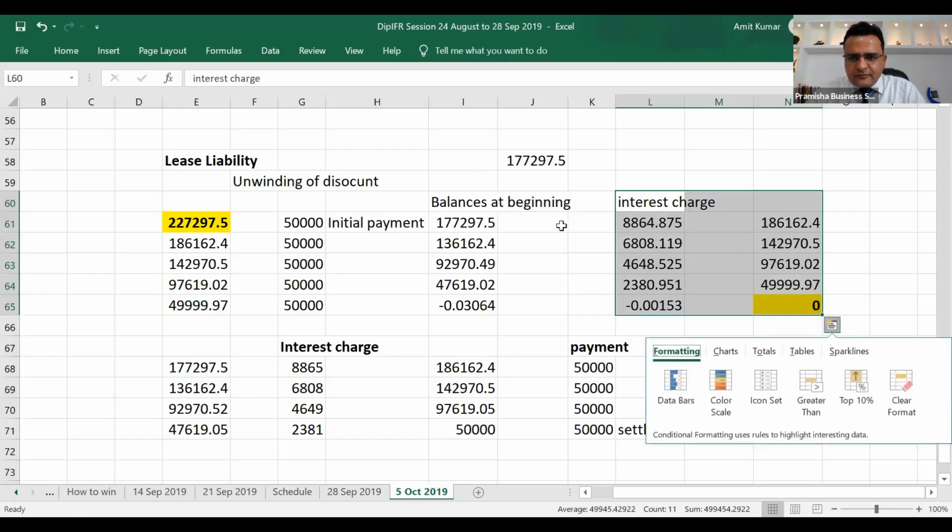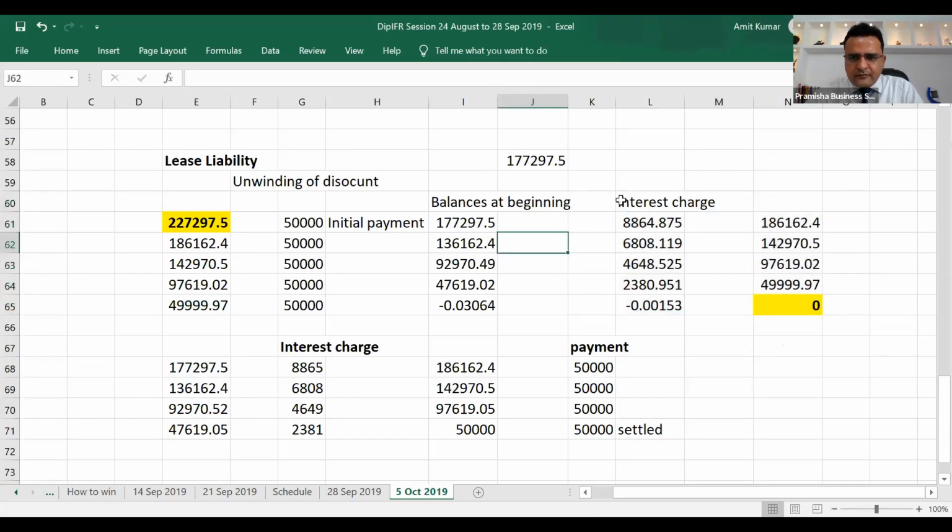Interest charge for the year, balances at the beginning of the year, the total liability balance on the inception, and this is the balance at the end.